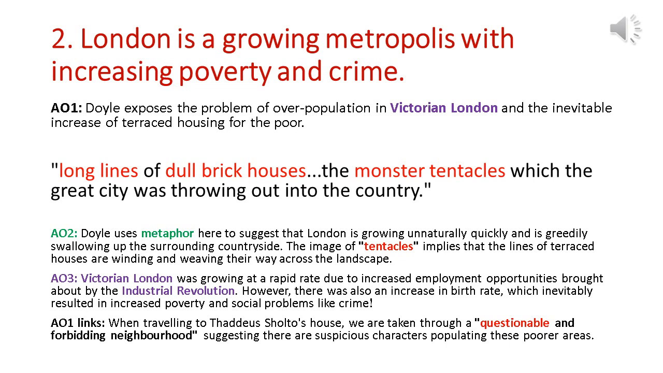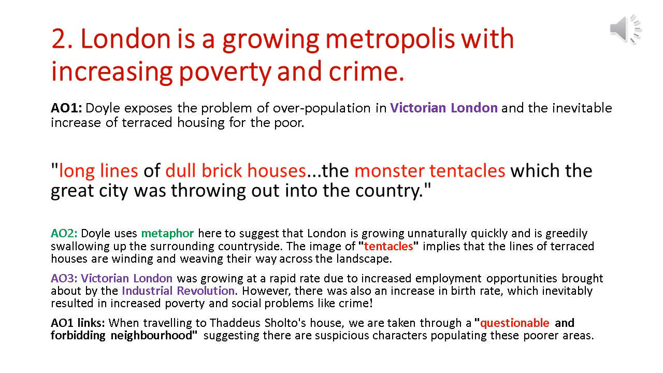So for context, you would just need to say something along the lines of Victorian London was growing at a really rapid rate, and that's because the Industrial Revolution had increased employment opportunities. However, there was also an increase in birth rate, which inevitably increases poverty and social problems like crime, because the city was so densely populated.